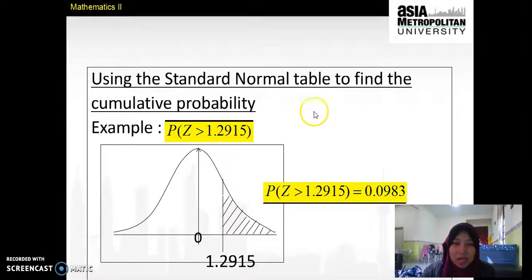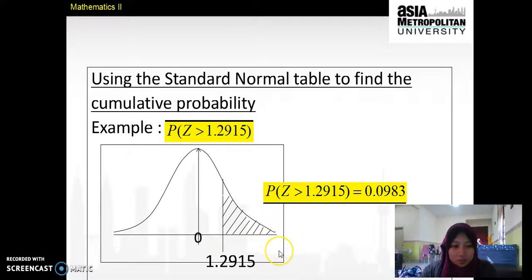So for a standard normal table, your mean value would be equal to 0. Now, to look at your standard table is by looking at your graph. This is your x-axis. So if z equals 1.2915, if this is your ruler, this is 0, so 1.2915 would be here. So z greater than 1.2915 will be the area here.